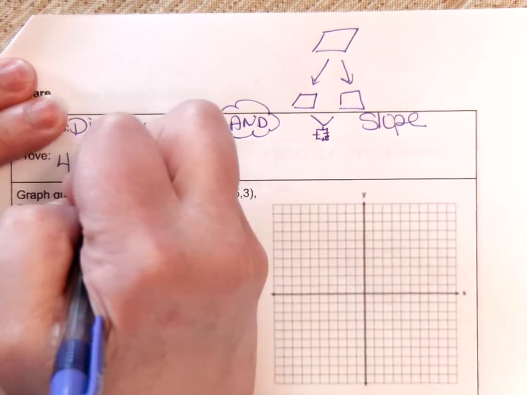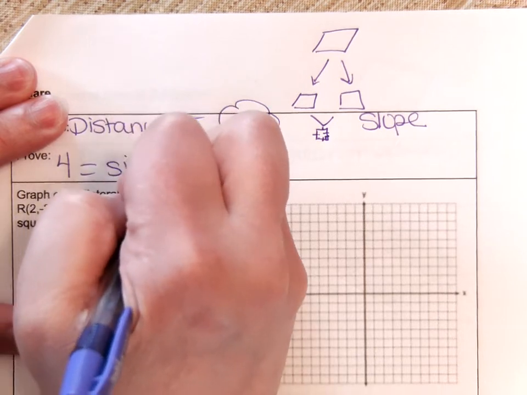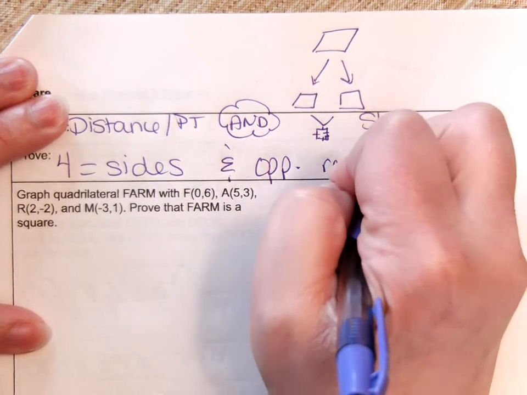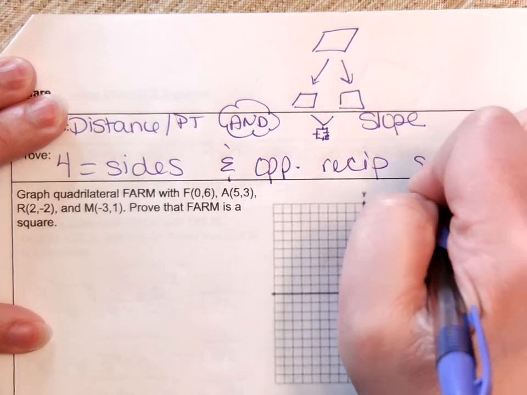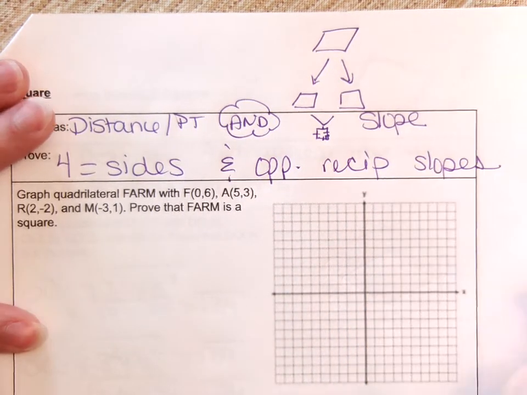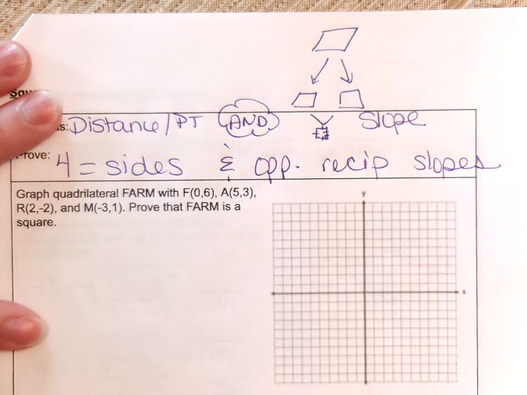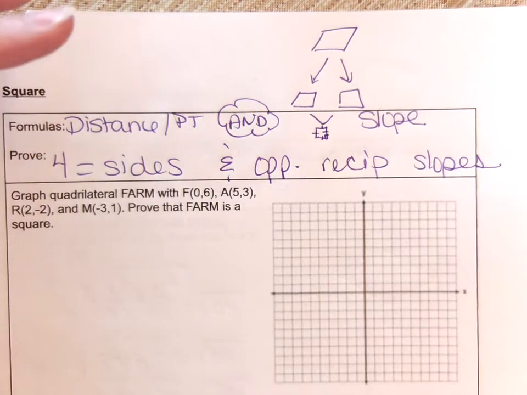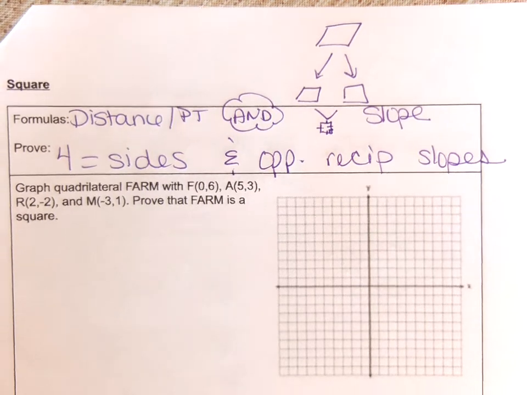So 4 equal sides and opposite reciprocal slopes. But the catch is we really only need to show one opposite reciprocal slope. And since we're going to set it up like we did the last problem, we already have all those little right triangles drawn around it. So it really shouldn't be that big of a deal.